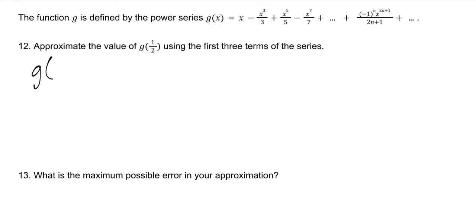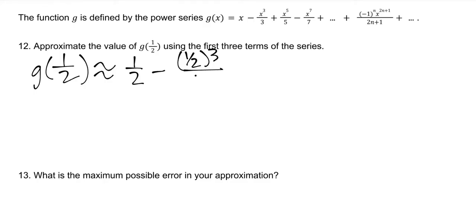So g of 1/2 is approximately equal to 1/2 minus 1/2 cubed over 3 plus 1/2 to the 5 over 5. There's not really any point in simplifying that because it's going to be a really unpleasant common denominator situation. I think I'm going to have 8 times 3 is 24 in the denominator, and 32 times 5 is 160. 24 doesn't divide 160, so maybe looking for some least common multiple. I don't think so. No need for that. We can just stop at 3 terms.